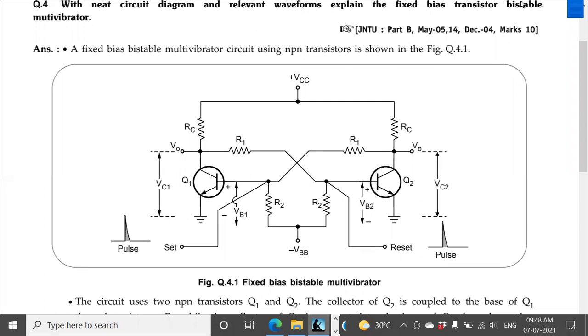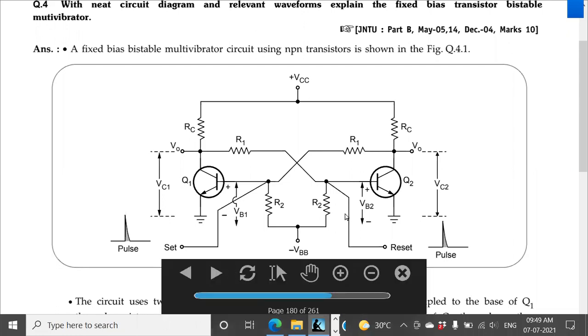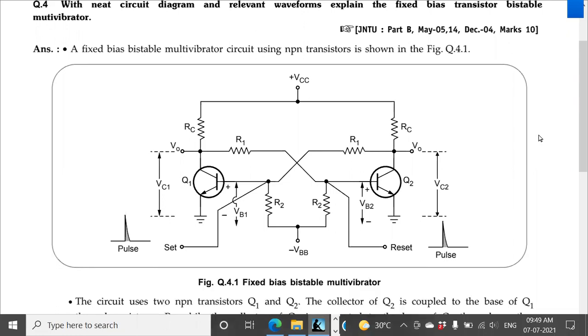Ideally, once you switch on the supply, both transistors should either be on or off simultaneously, but that doesn't happen practically. For example, I am teaching. Among you, brilliant students will understand faster, and suppose somebody is not too intelligent, he or she may understand at a slower pace. This is the property of nature.